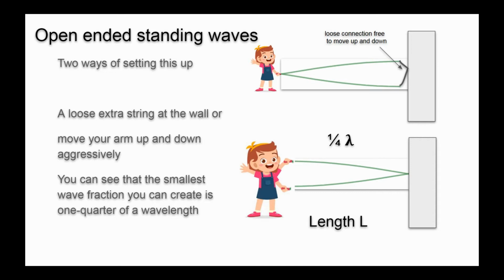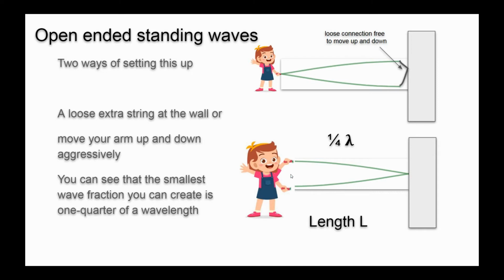Another way of doing it would be to tie the string to the wall at a fixed node, and she now violently moves her arm up and down, and she's created an antinode. Well, how much of a wave goes between a 0 and the first peak? If you look at the previous diagram, this is 1/4 of a wave.